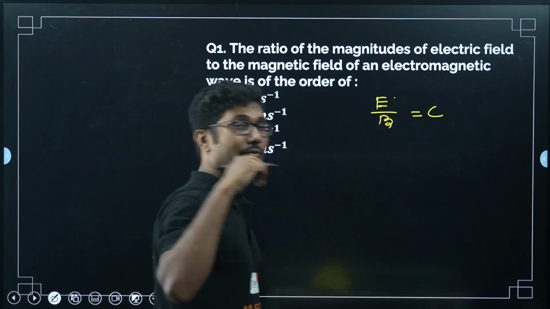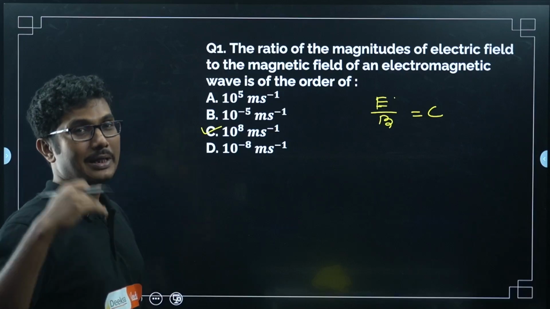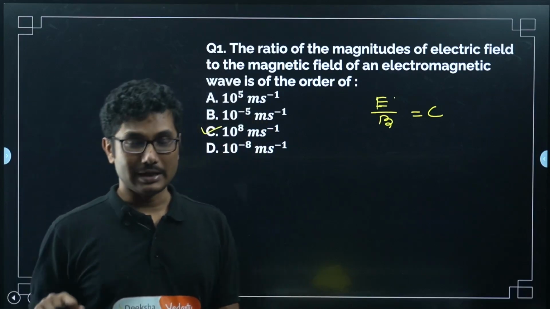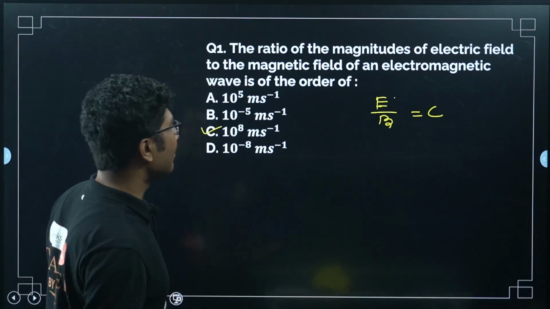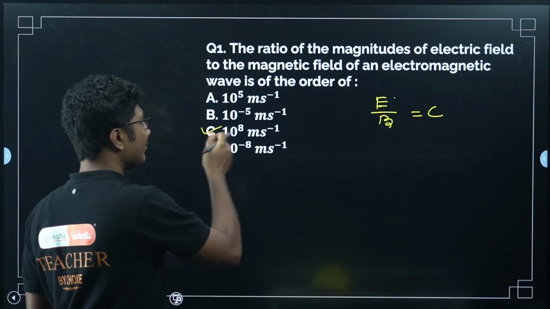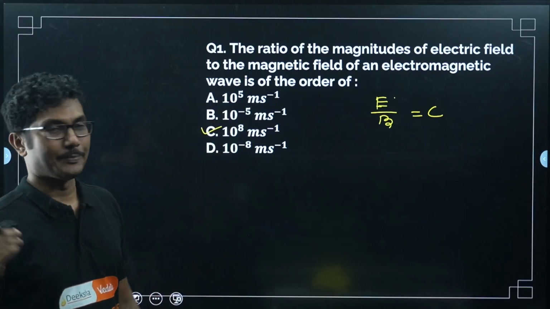Sometimes if they ask the question, what is the ratio of magnetic field to the electric field, then it will be 10 to the power of minus 8. So no doubt about whether it will be 10 to the power 8 or 10 to the power minus 8. If you are confused, you should remember E by B is equal to C, right?